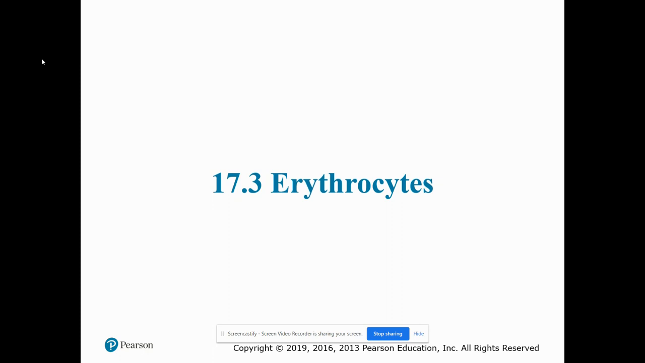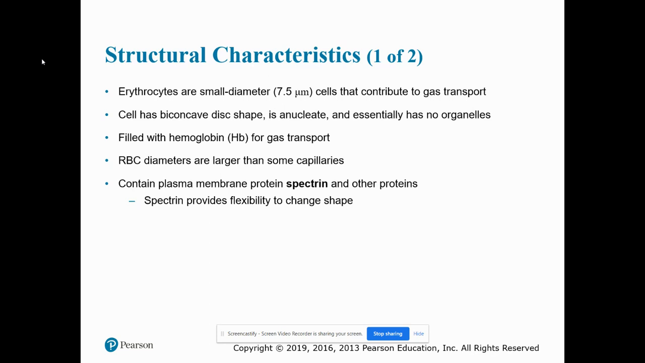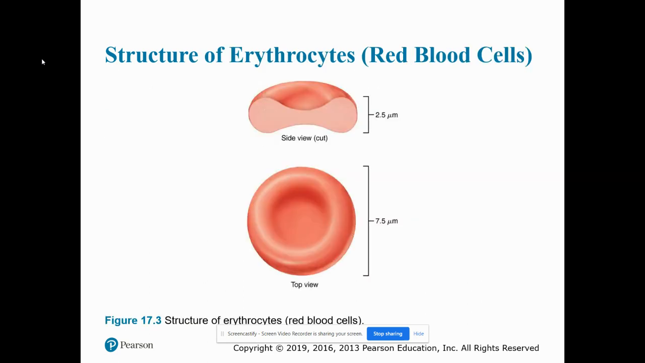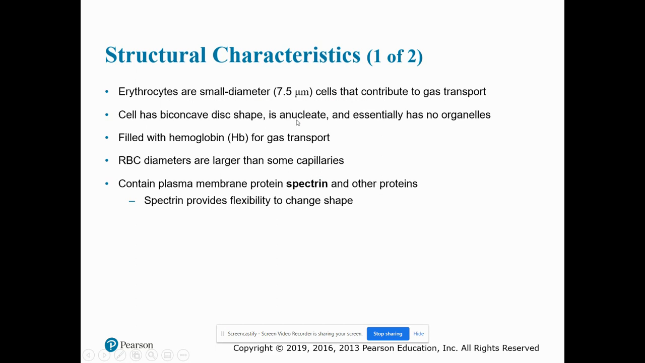All right. This is still chapter 17, and this is part 2, and it's on erythrocytes, or red blood cells. So, red blood cells are small in diameter, about 7.5 micrometers, so really, really tiny, and they contribute to gas transport. They have this biconcave dish shape, which you can see here. So you can see it's got this concave part on both sides.